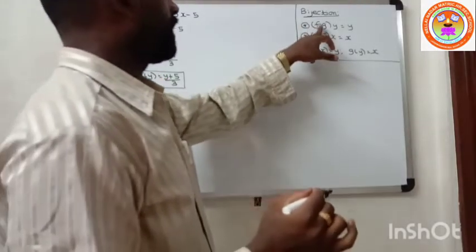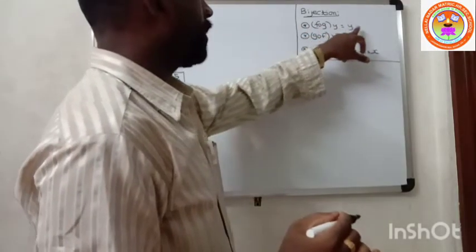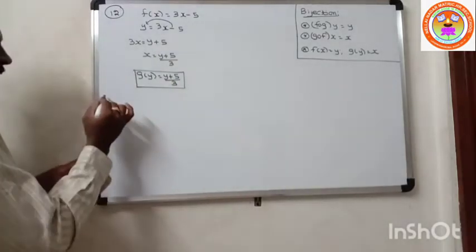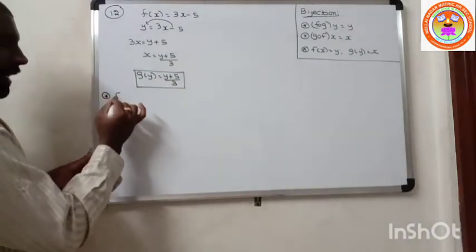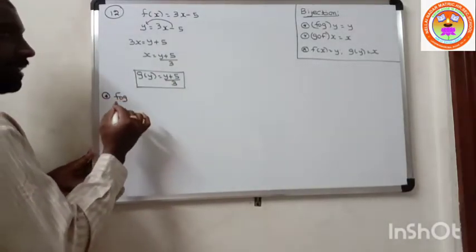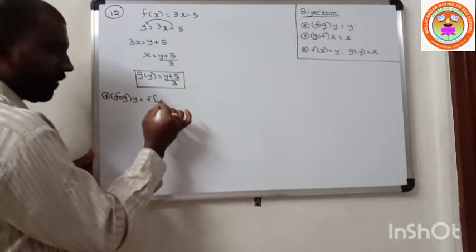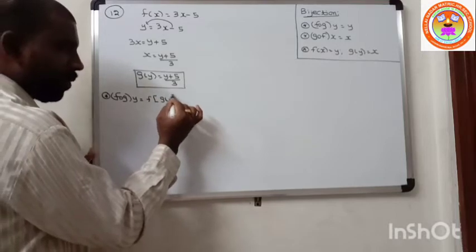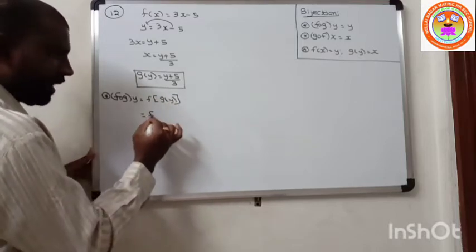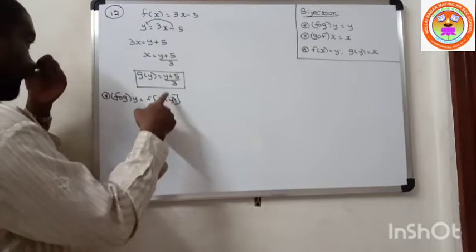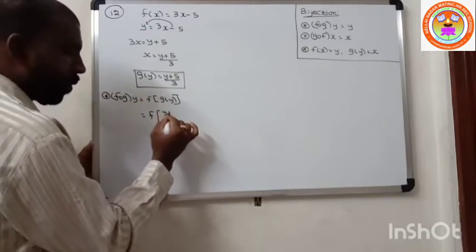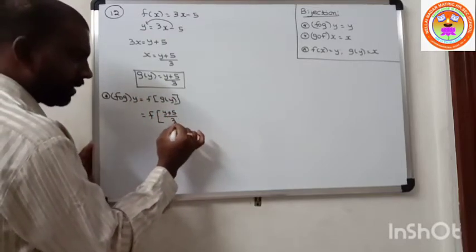First condition, f composite g into y equal to y. First one, f composite g into y. F of g of y. F of g of y is y plus 5 by 3.